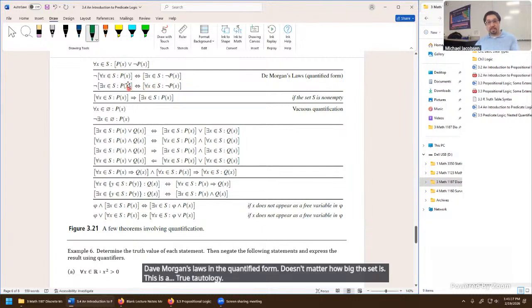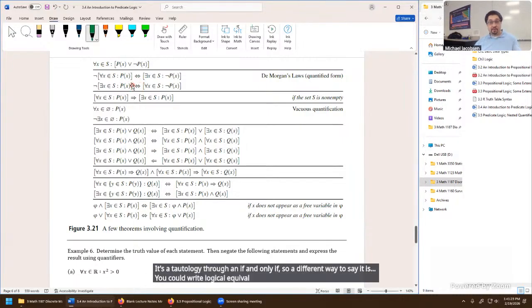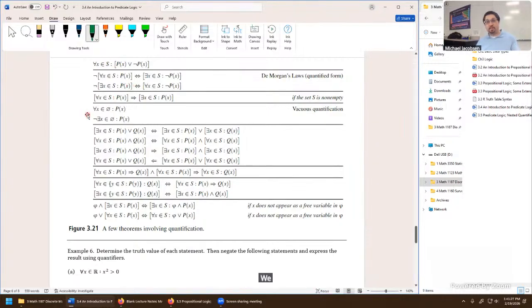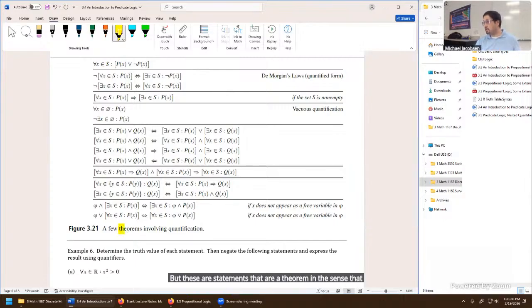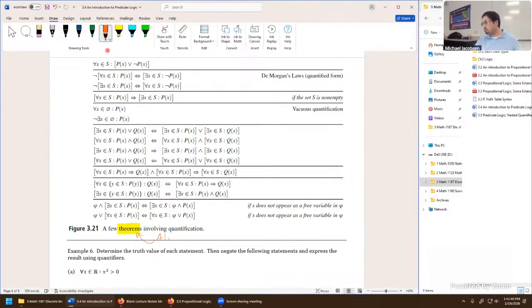It's a tautology through an if and only if. So a different way to say it is you could write logical equivalence in place of the if and only if biconditional. We have vacuous quantification. We really didn't hit this too hard in the notes, but these are statements that are a theorem in the sense that they are always true. Or in other words, these are tautologies.